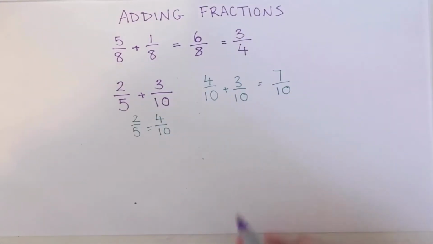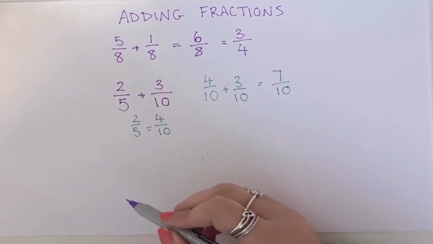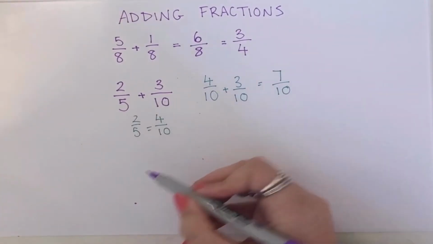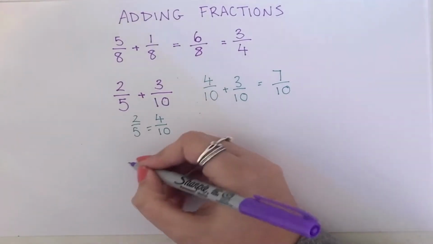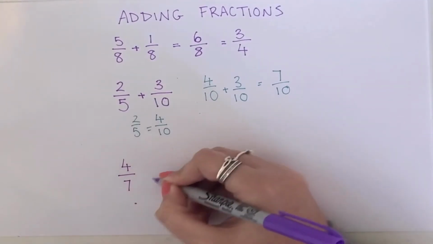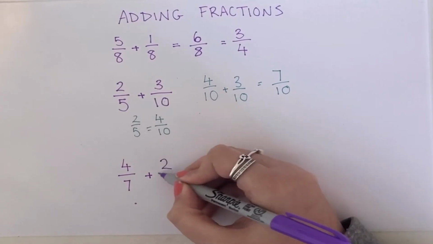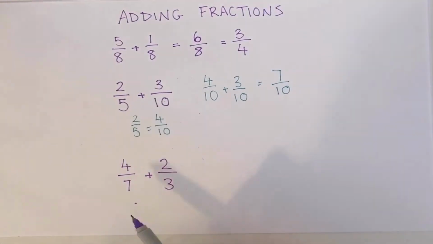Finally, I'm going to show you how to add fractions when the denominators are both completely different. So one isn't a multiple of the other or a factor of the other one. So let's see, for example, 4/7 add 2/3. In this case, I'm going to have to find the lowest common denominator of both of these. I can't just change one into the other, it can't be done. So they're both going to need to be changed. So what I need to do is find our lowest common denominator or lowest common multiple.